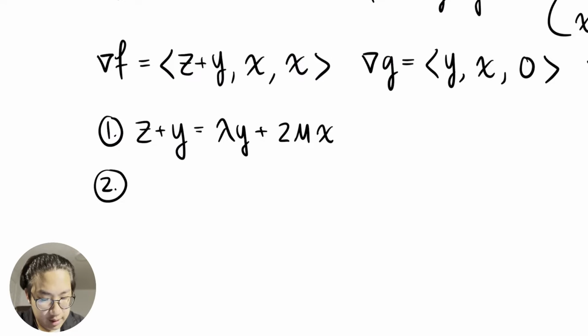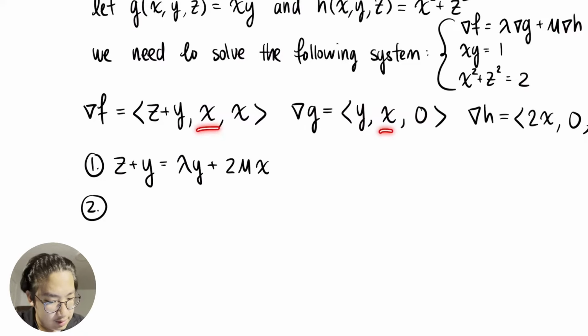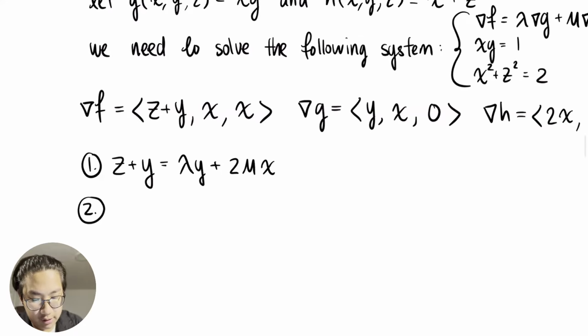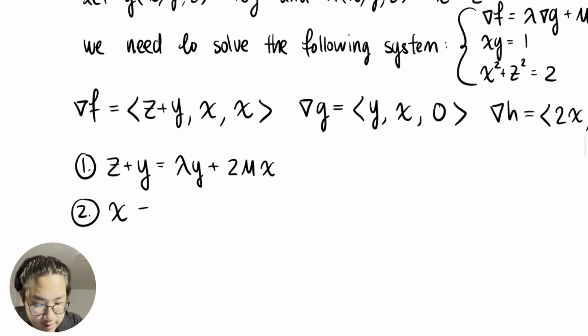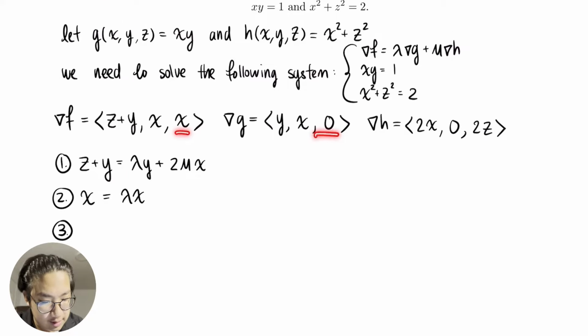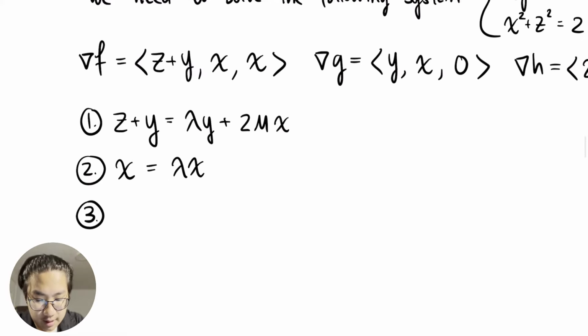Second equation, we can equate this and the 0. But the 0 just multiplies with the constant mu as well, so that doesn't appear. So what we just have here is x is equal to lambda x. And finally for 3, we can equate this and this. Again, notice we have a 0 here, so lambda will end up here, and then we're just multiplying 2z by mu. So we have x is equal to 2 mu z.